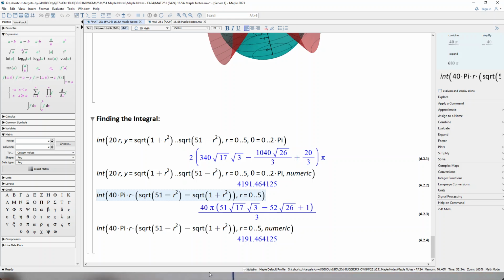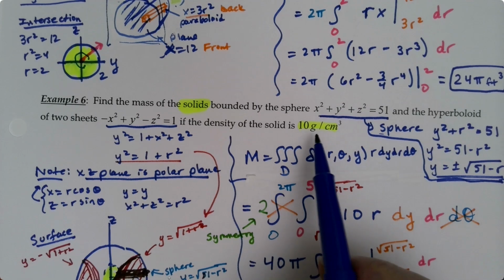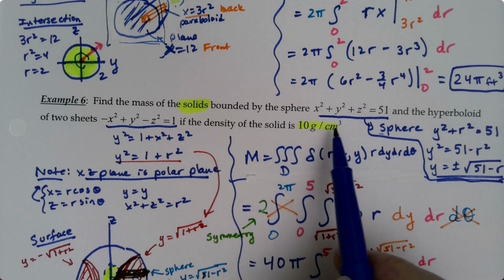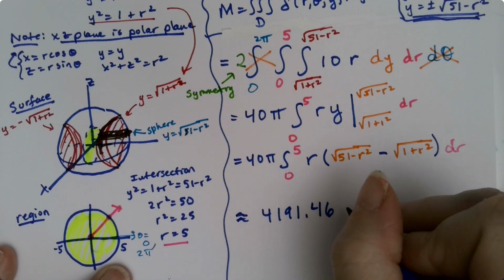So I come up with 4191.46. Now, what about the unit? This is mass, right? Mass is the grams. The dV is the centimeters cubed, so this dV bit in the back, because these are centimeters, centimeters, centimeters. So this is grams.